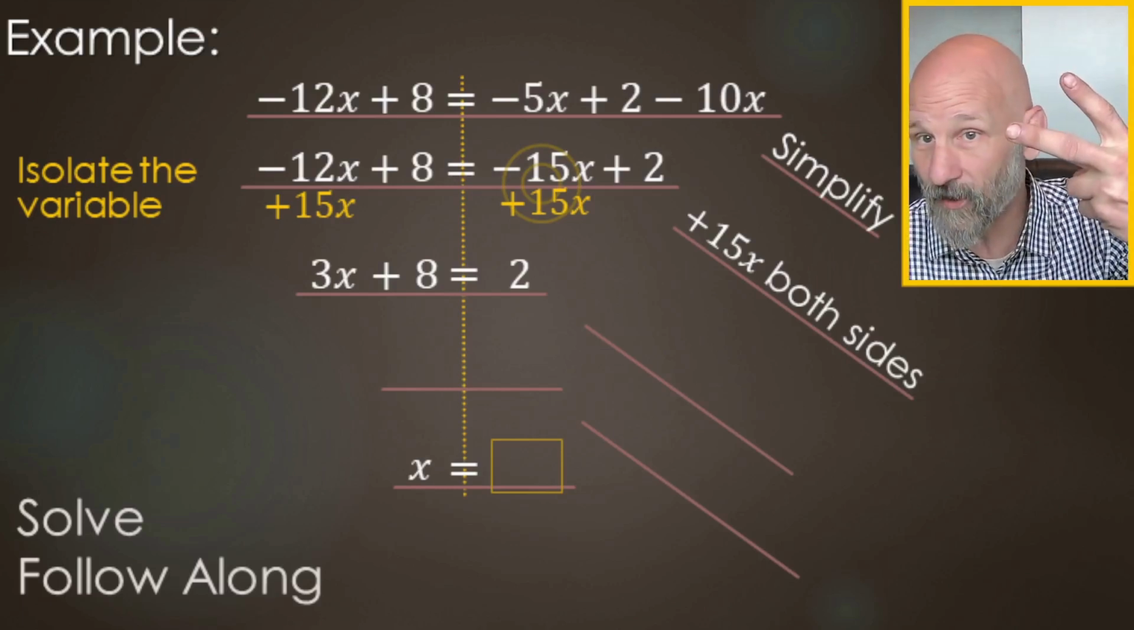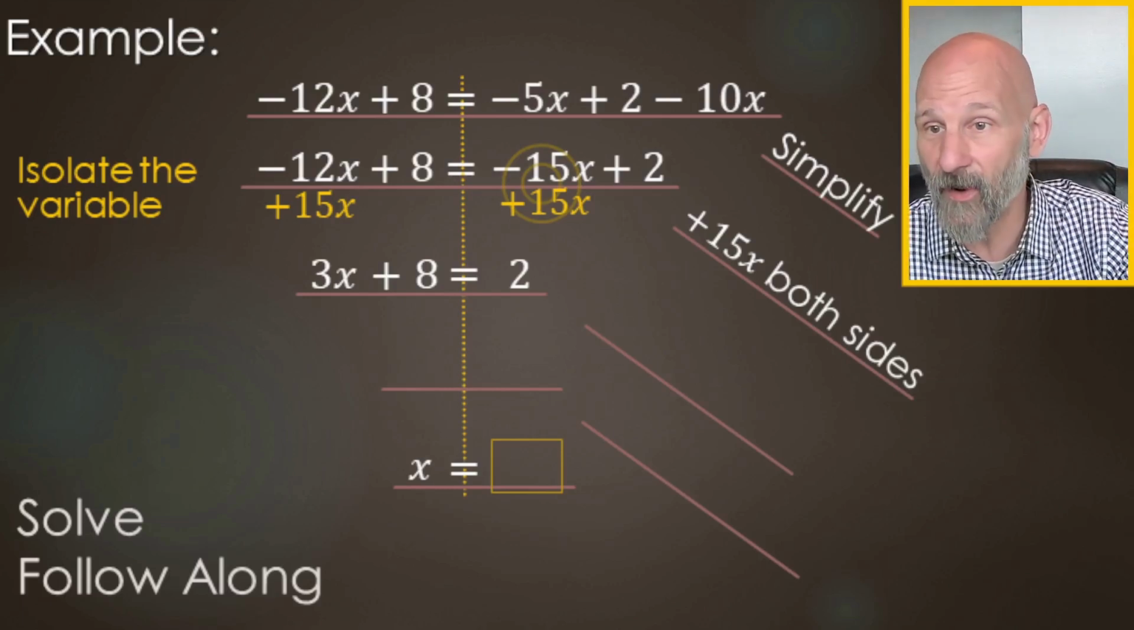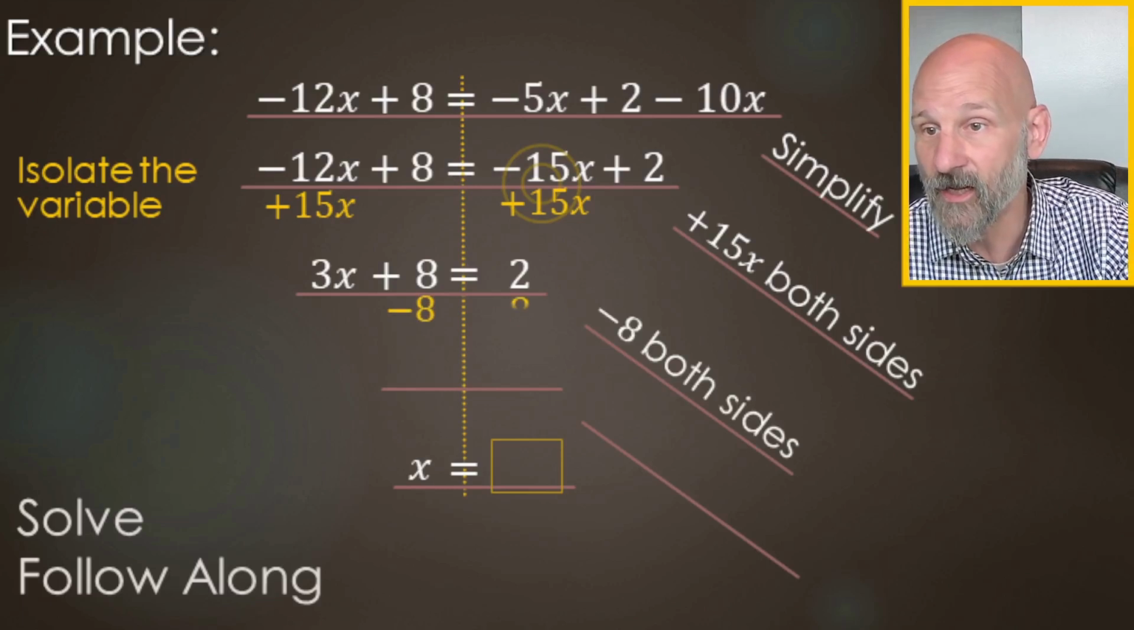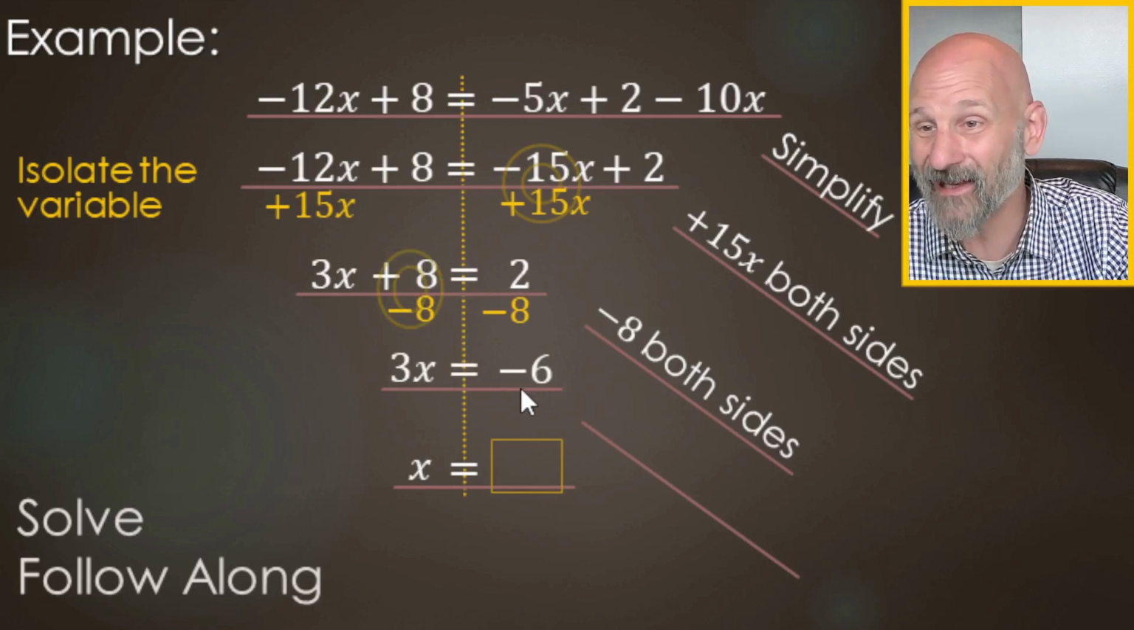Now we got a two-step equation. Subtract 8, then divide by 3. Subtract 8 to both sides. Looks like that. So now we have 3x, no more 8's. 2 minus 8 makes a negative 6.